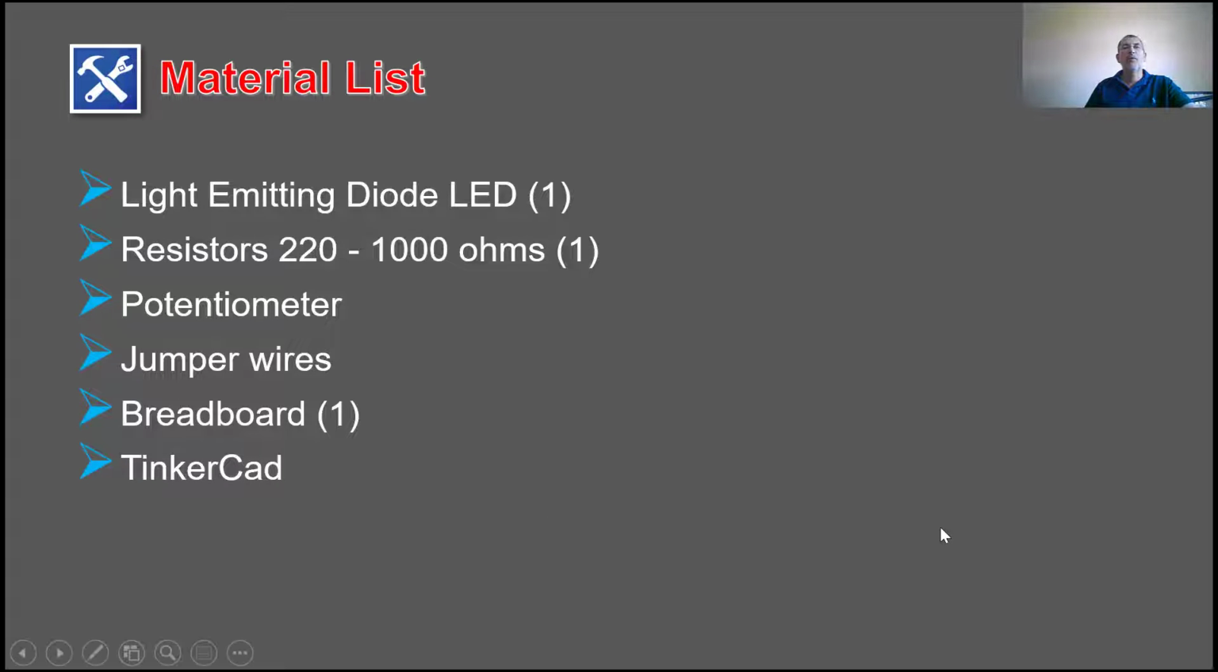So the list of materials you're gonna need: an LED, light emitting diode, a resistor ranging from 220 to 1000 ohms, any value should be fine, a potentiometer, jumper wires, and a breadboard. Or if you don't have this equipment, you can always use Tinkercad to simulate the project.